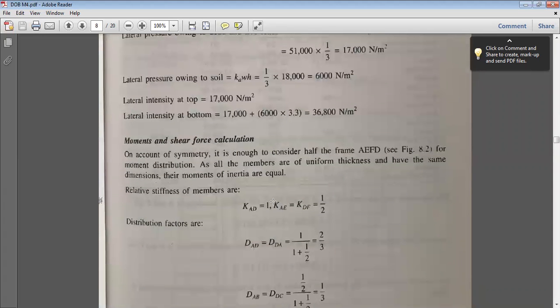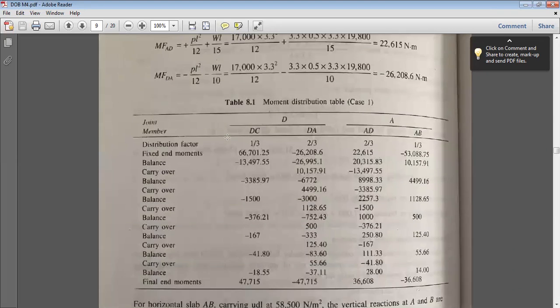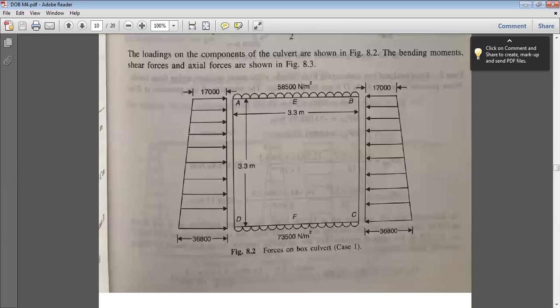Now, how to calculate the moments and shear force? Since it is a box culvert, out of A, B, C, D, I will consider half portion of it. That is, I will consider one junction, D. From D, it is A, and from D it is C. We will get two parts of the box culvert. Next, if I consider the junction A, I will get two parts, that is AD and AB.